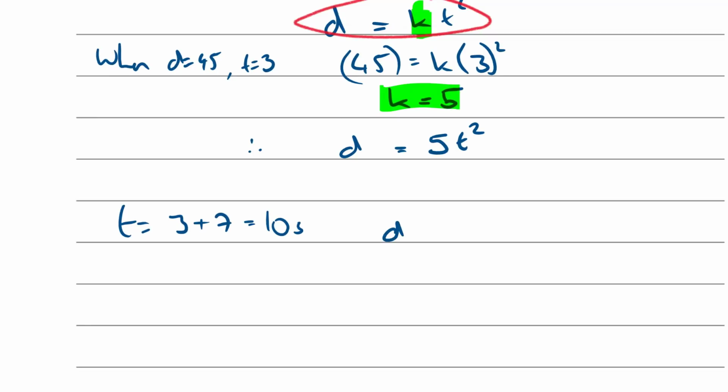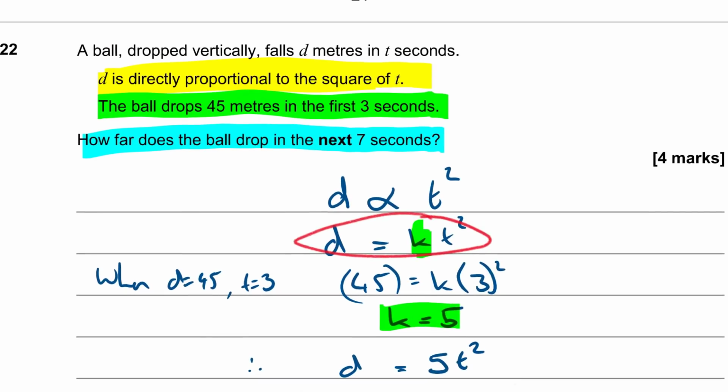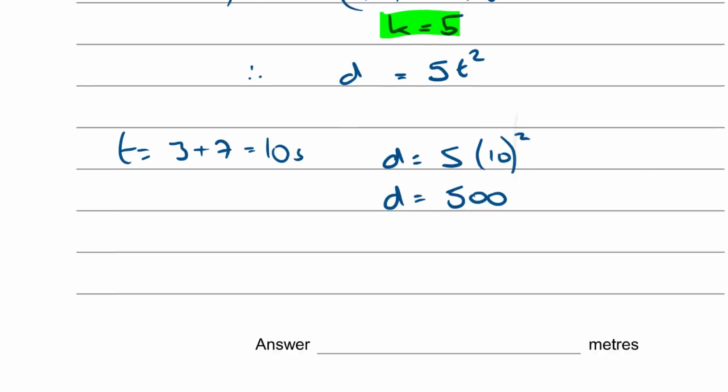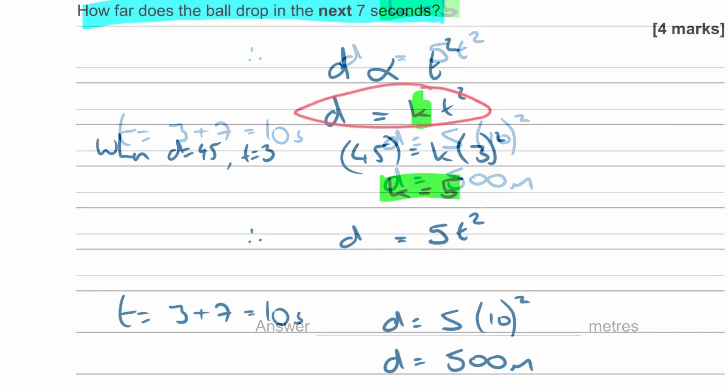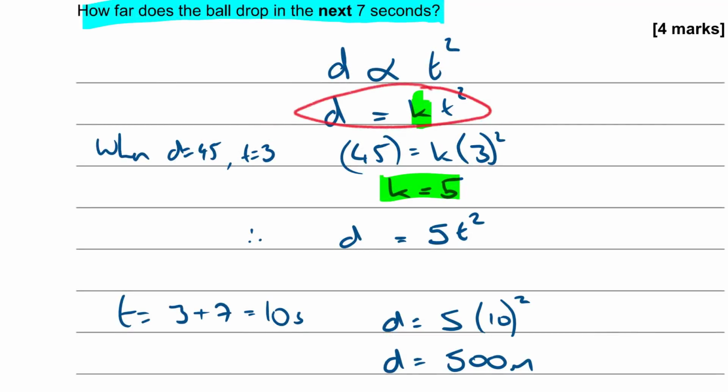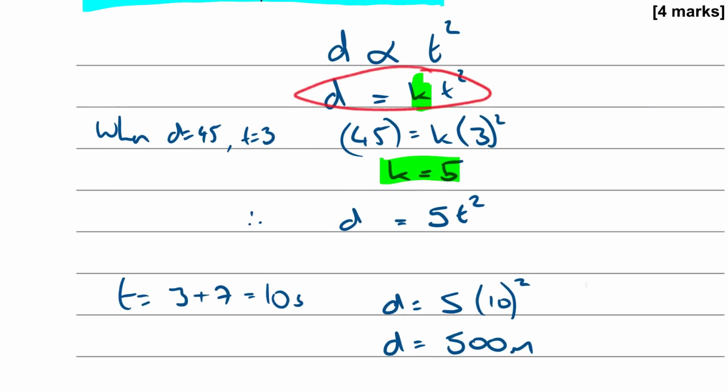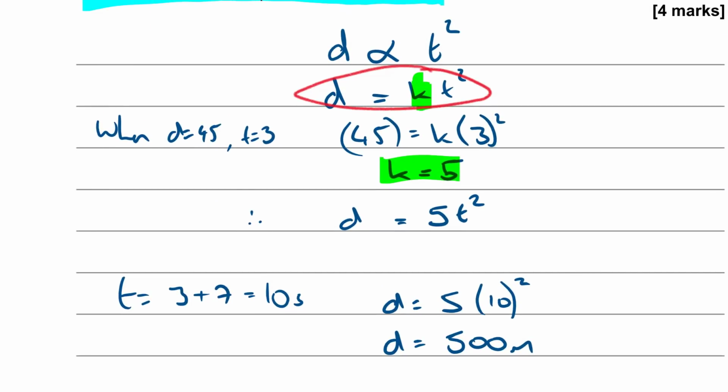So what is d when t is equal to 10? Well, 10's a whole lot easier to square. 10 squared is 100, and times 5 is 500, isn't it? So it's 500 meters. Okay, so you think you might be done now. Don't just write down 500 meters in the answer line though, because that would be a terrible mistake.